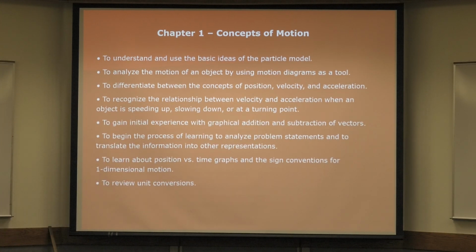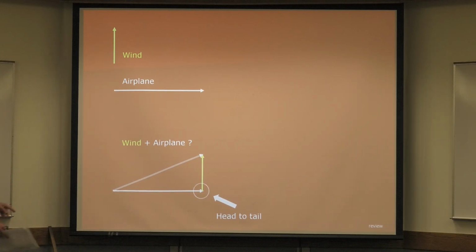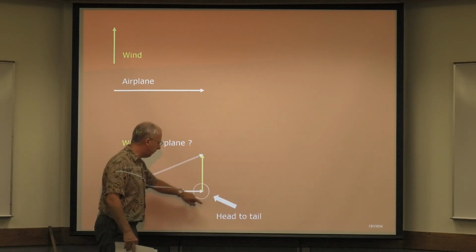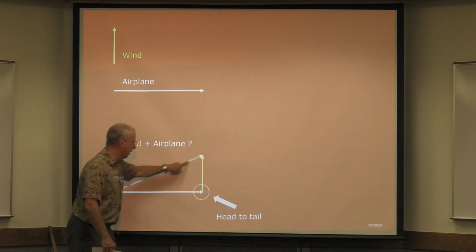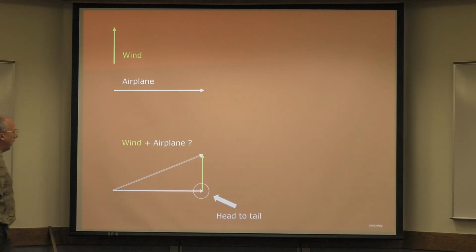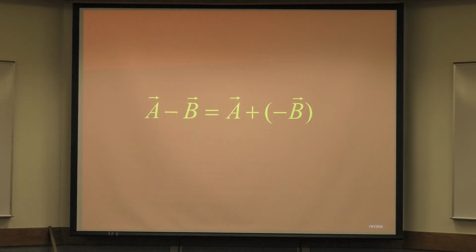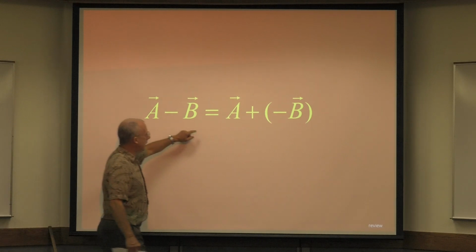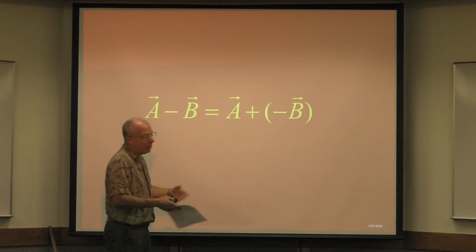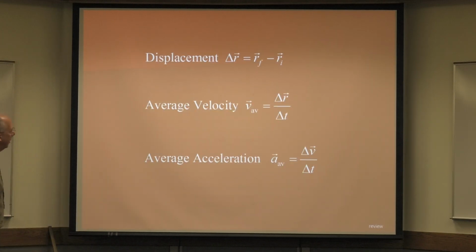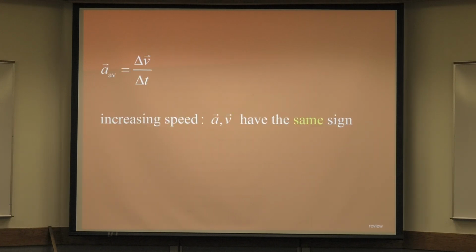So let's quickly review. We learned the head-to-tail method of adding vectors. There's one vector, there's the other vector, head to tail. That's the sum, that's the total. Again, we don't really care about adding, we really want to learn how to subtract. So a minus b equals a plus negative b. The only reason we learn how to add is so we can subtract. And there are three things: displacement, velocity, and acceleration, or x, v, a, and of course time. You've got to know those.